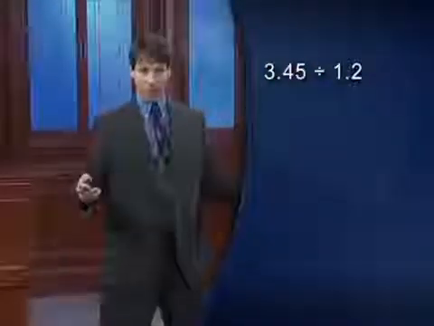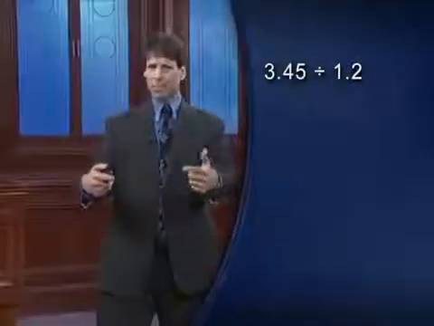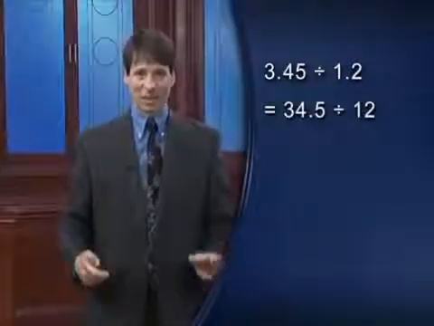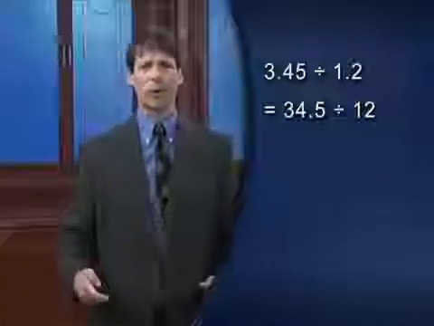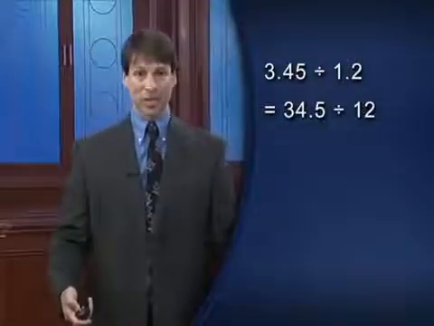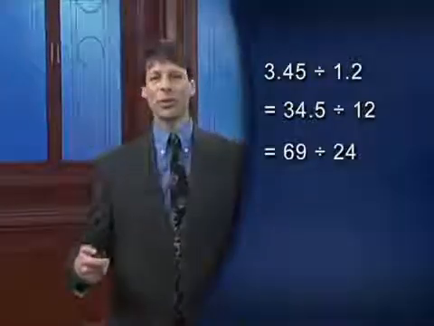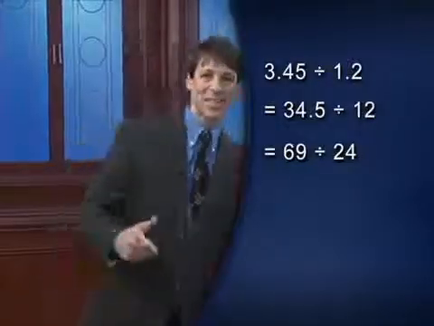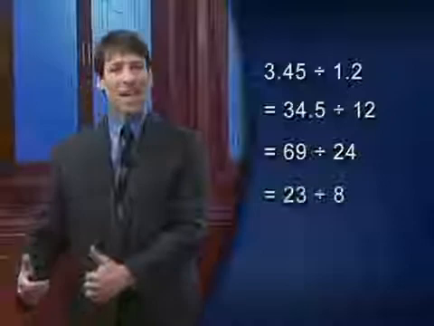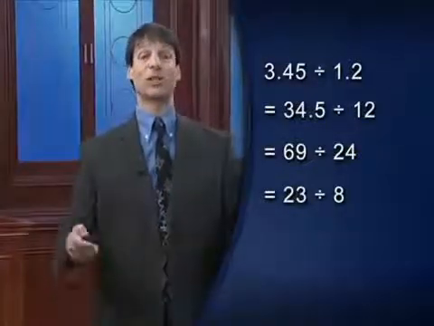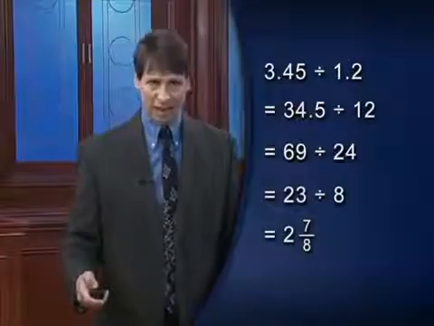When dividing with decimals, I try to turn it into an integer problem if I can. For instance, 3.45 divided by 1.2, multiply both numbers by 10 to get 34.5 divided by 12. And then to get rid of that 0.5, let's double both numbers to get 69 divided by 24. But hey, both of those are multiples of 3, so let's divide both numbers by 3 to get 23 divided by 8, and that's equal to 2 7/8.